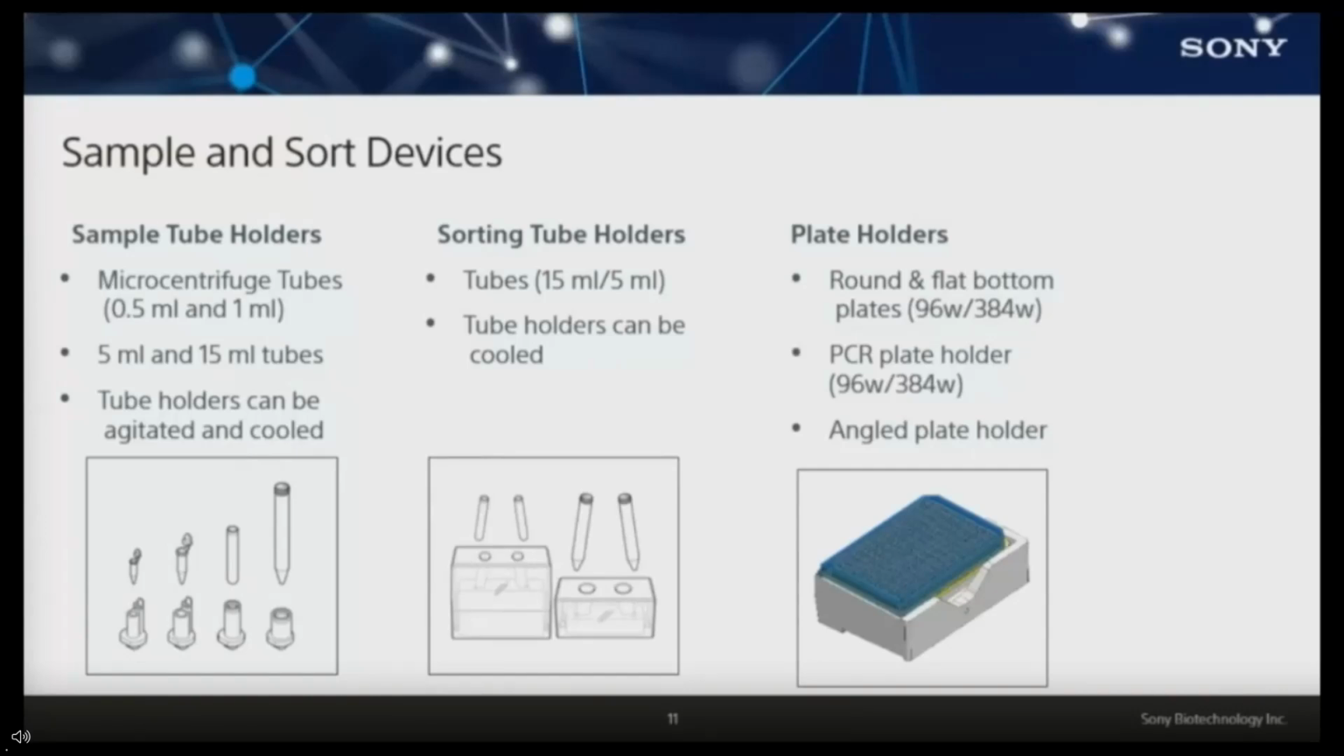Tube holders can be agitated to keep your cells suspended. And above all, they can be cooled, so maintaining viability. No sense sorting cells if they're going to die. Sorting tube holders, so you can collect into a variety of tubes as well. Those could be your standard 15 ml conical, 5 ml FACS tubes.